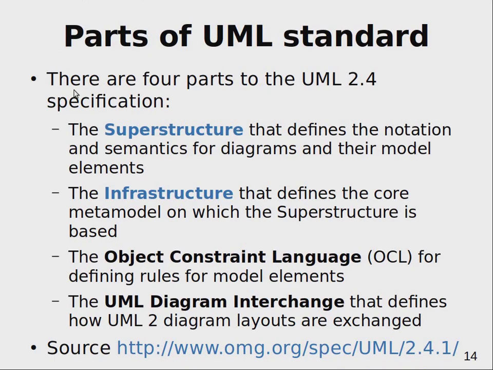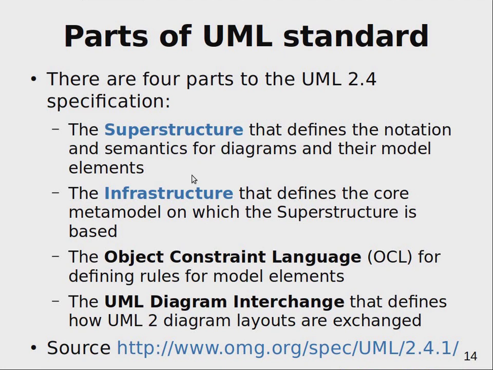And UML is a very long document. Last time I checked, the superstructure is approximately 800 pages, and if you are not working with modeling tools and you do not develop modeling tools by yourself, you are mostly interested in the superstructure, which describes different kinds of notations which you can use according to the standard to describe things.